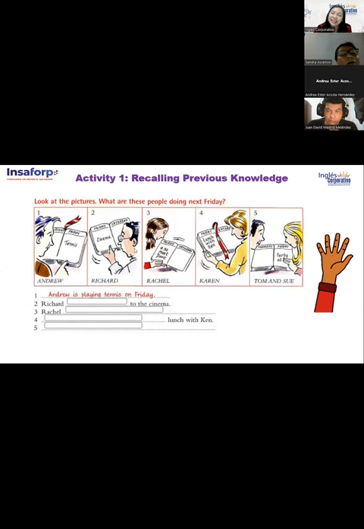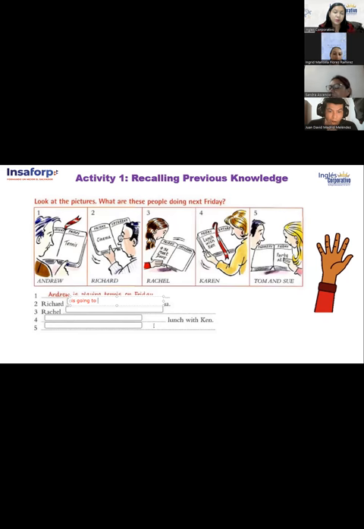You have to look at the agenda. Look at the agenda and what is the plan they already have for that day. It says Friday and it says cinema. So Richard is going to the cinema. Okay, Richard is going. Is going to, okay, so it's going because "is" is already there. Richard is going to the cinema.